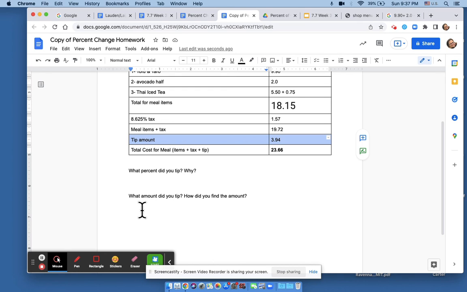The second part, what amount did I tip? So I would say I tipped $3.94, and I found that by multiplying 20% by my total. And I would say I multiplied my 20% by my total plus tax, because I tipped on the tax. Sometimes people choose to not tip on the tax. Again, entirely up to you. Just clarify what you did on these bottom two questions.